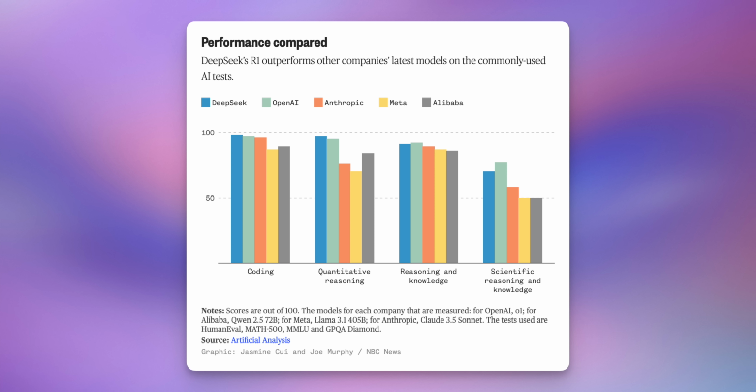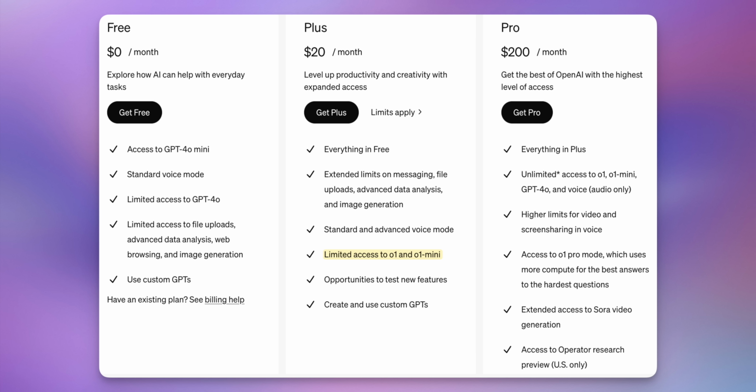Now, what makes R1 so special is not only that it matches the performance of OpenAI's cutting-edge O1 model, which is their reasoning model, which, by the way, is locked behind a $20 a month subscription, but DeepSeek does this for free. There's no subscription. This is completely free and open source.